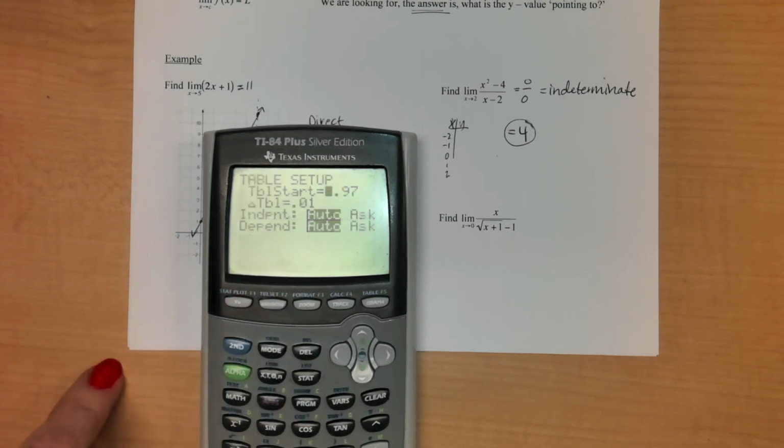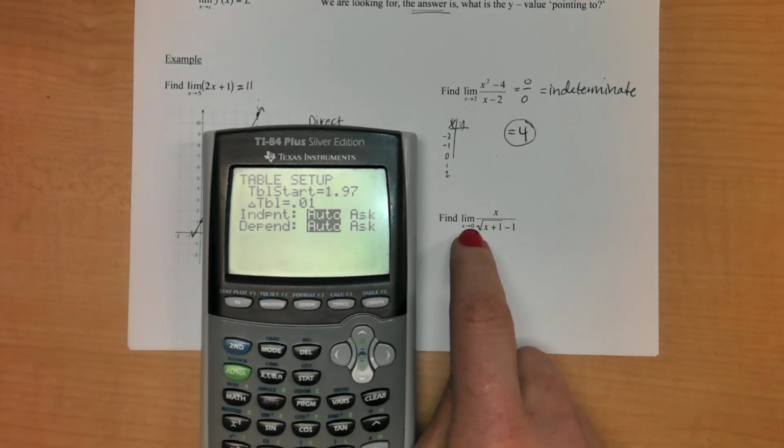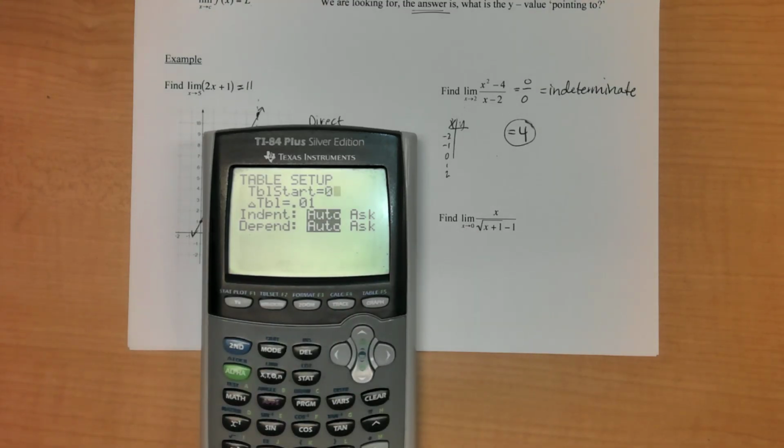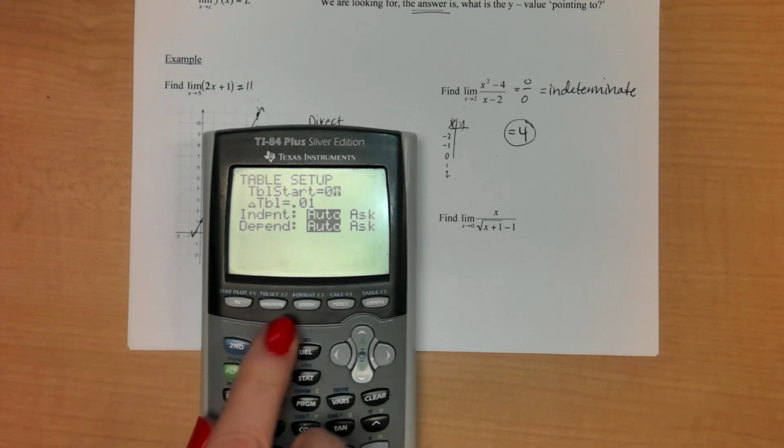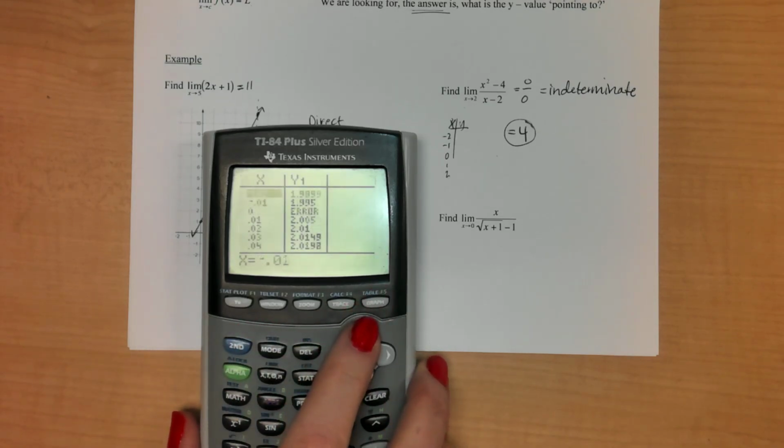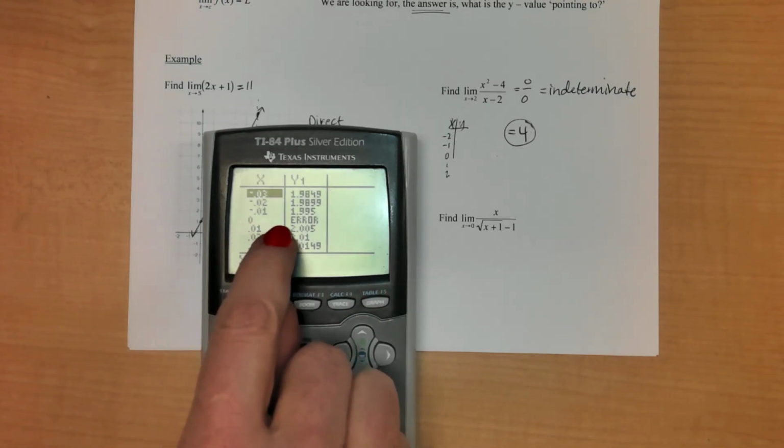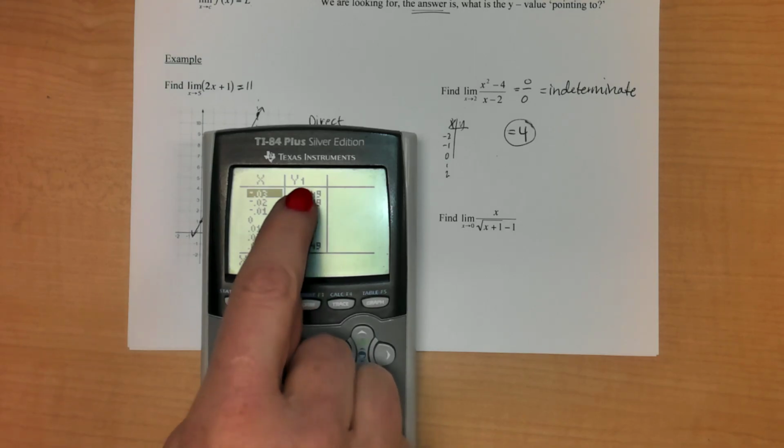So table set. This time I want to start at 0. That's what I'm approaching, so it's really the only number I care about. I'll start with 0.01. For my table, we'll see if we need to get any more specific than that. And I'm going to hit second table. Put my 0 right in the middle of my screen so I can approach it from both sides.